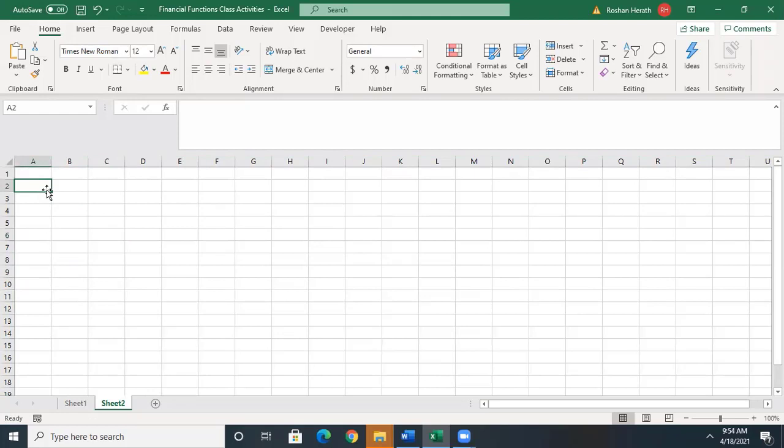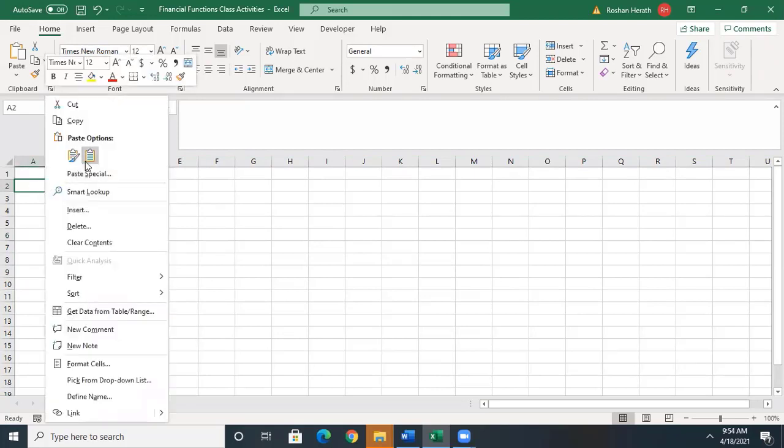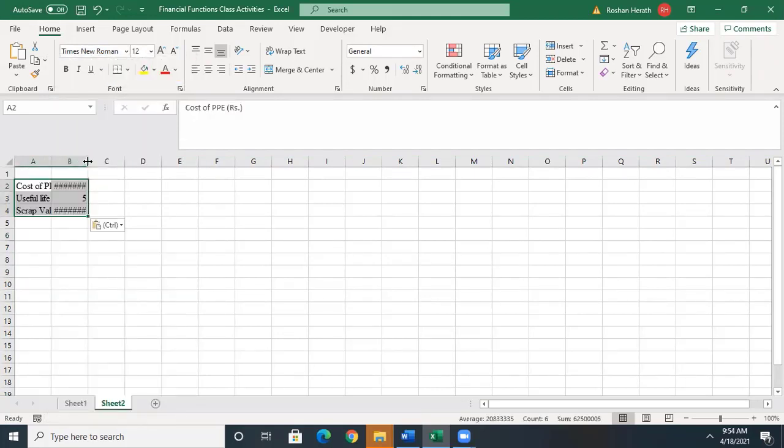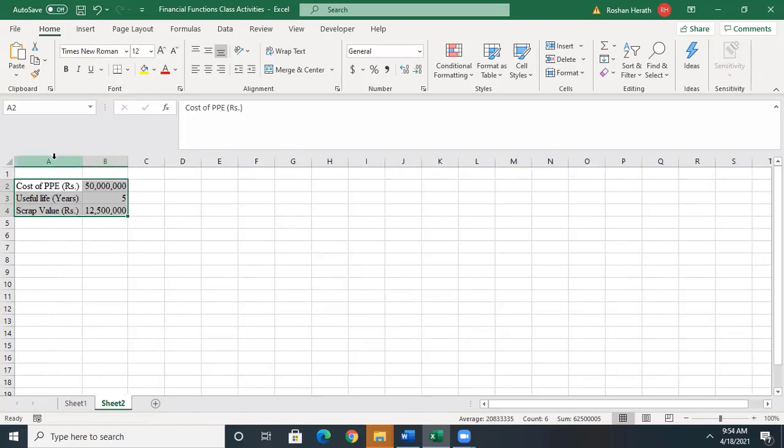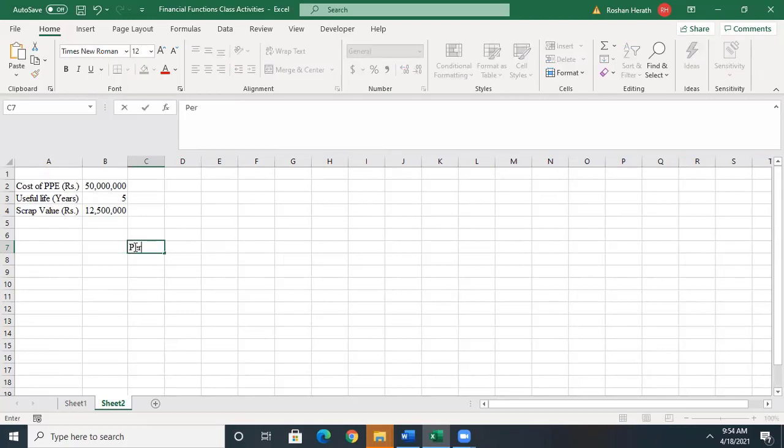So this is going to be the inputs. Then with inputs, the cost is there, useful life is there, the scrap value. Then you need to come up with the schedule. So therefore you can first prepare the schedule as usual, the period from year 1, it goes up to 5 years.